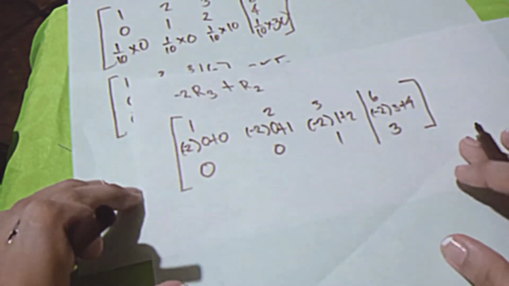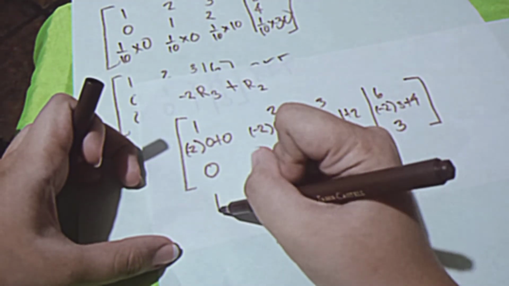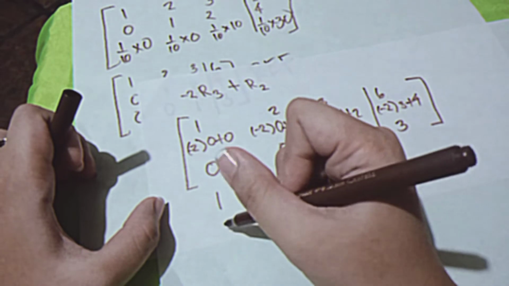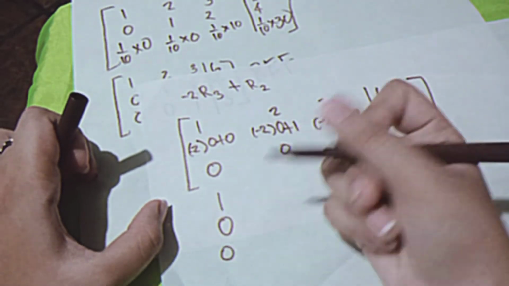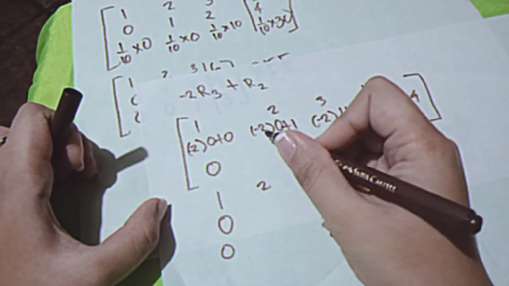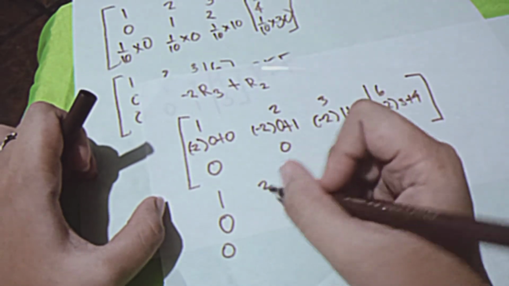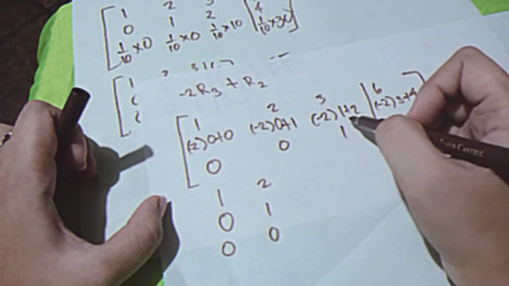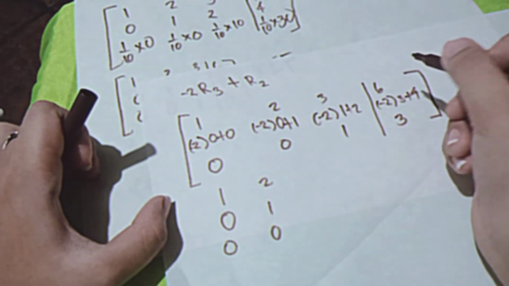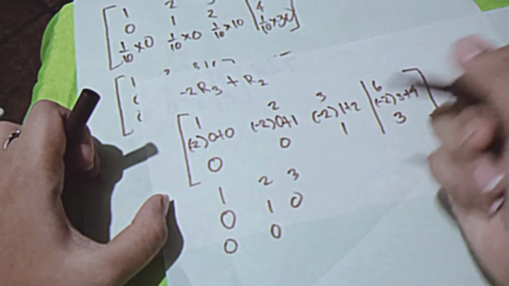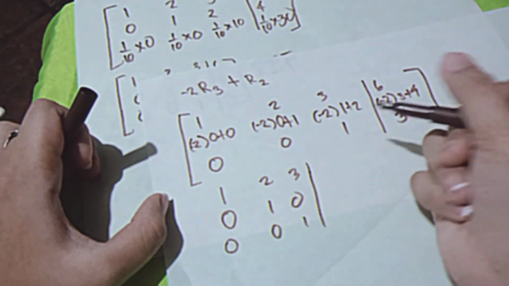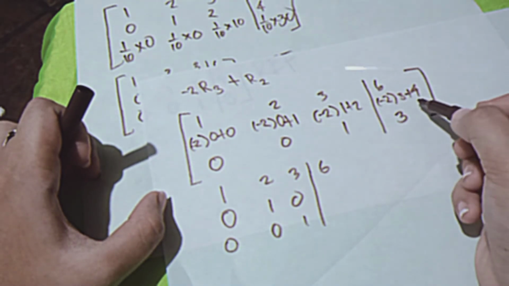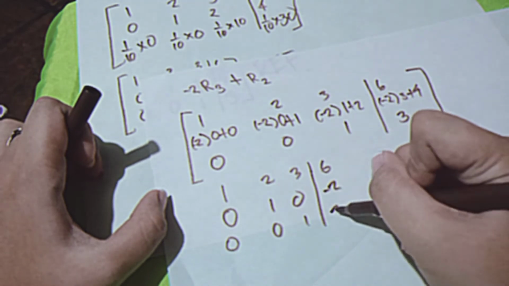So, solve na natin siya. So, 1, 2, negative 2 times 0 plus 0 is 0, then 0, then 2, negative 2 times 0 plus 1 is 1, then 0, then negative 2 times 1 plus 2 is 0, okay. Then 6, negative 2 times 3 plus 4 is negative 2 and 3. Yan.